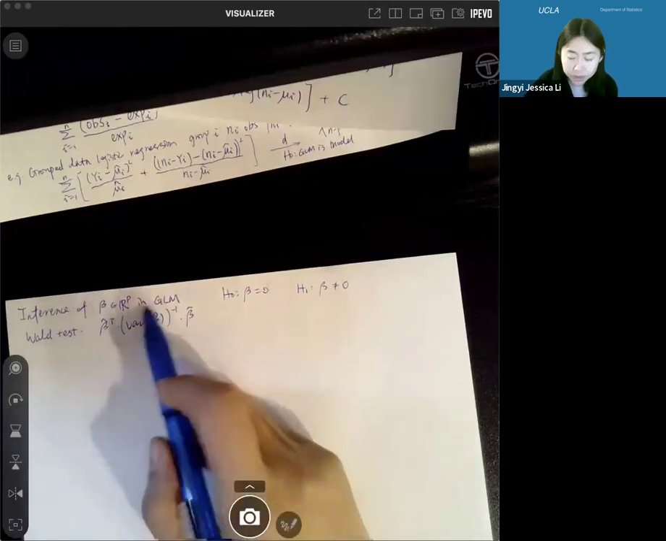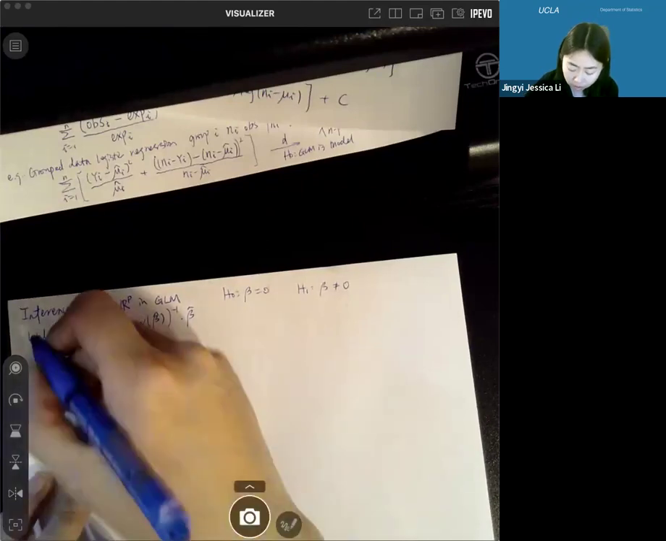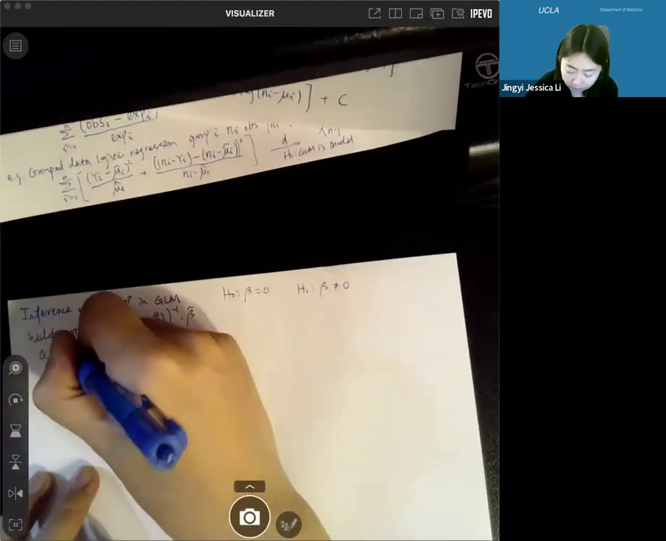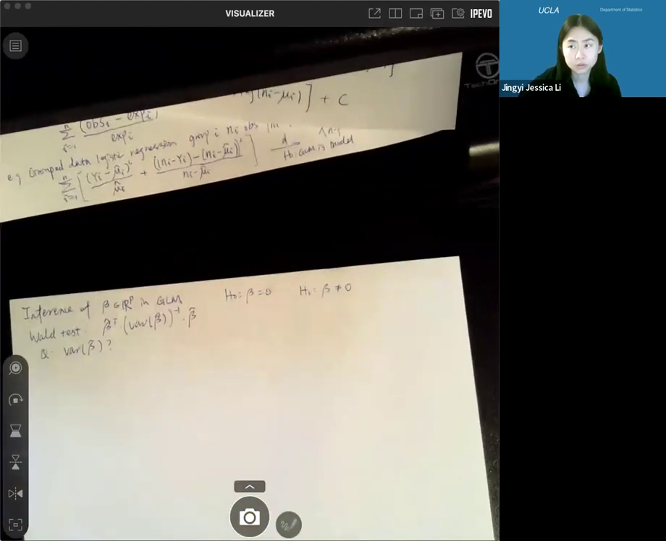How about the variance term? Well, here it should be a covariance matrix P by P. So the question is, what do we get? How do we get this variance covariance matrix? So we can do the Wald test. And then the IRLS helps us.